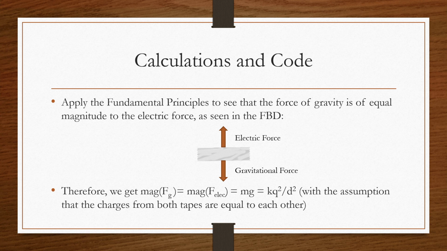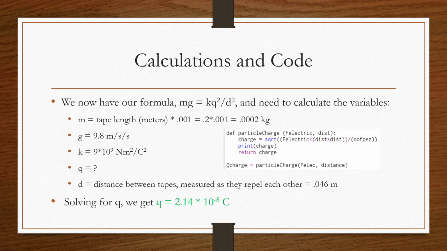It is important to note that we can only use q squared in our electric force formula if and only if we assume that the two tapes have an equal charge. We then plug in all the values into the formula and find that the value of Q is 2.14 times 10 to the negative 8 coulombs.